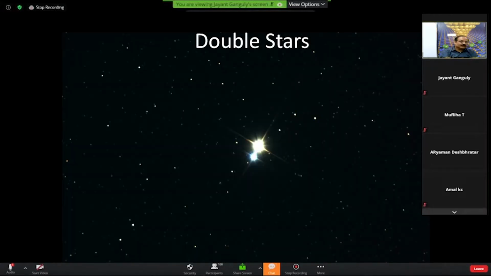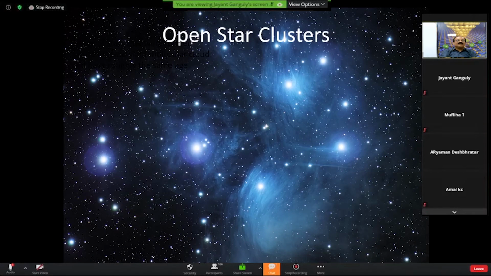Then there are other objects of interest, like the double star. Sometimes you see that two stars are in the same line of sight, though they may not be gravitationally bound to one another, so they appear to be very close to one another. They are called double stars. There are other groups of stars, for example a few stars scattered but loosely bound gravitationally. They are called open clusters.